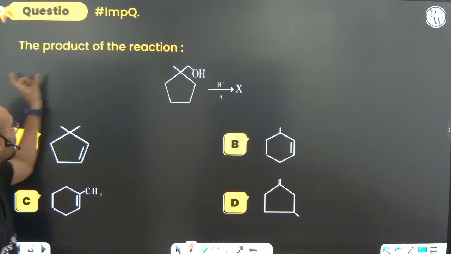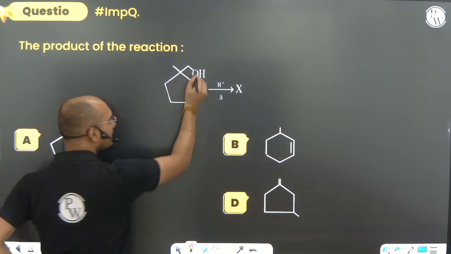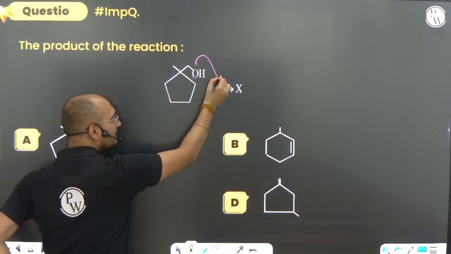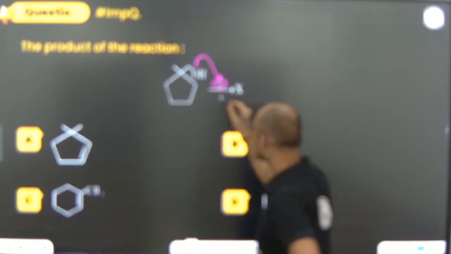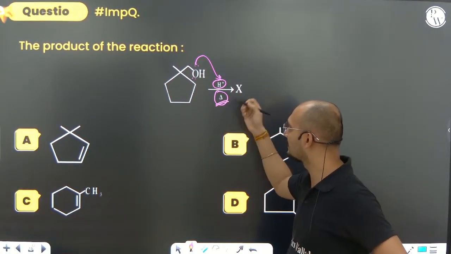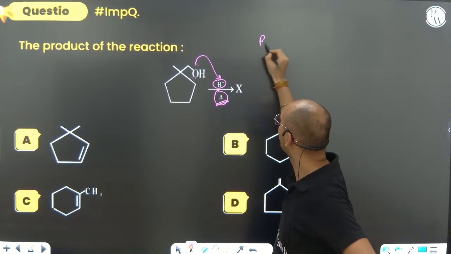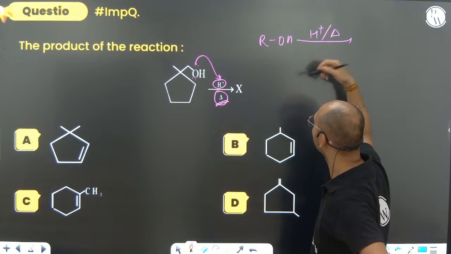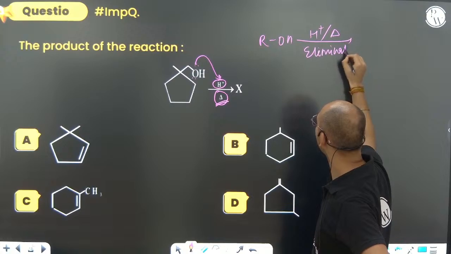Next, the product of the reaction. For this reaction, what we have to see: can you see there is oxygen, and H plus is there. Oxygen is a nucleophile having a lone pair, so it will attract this. And because there is heat also, whenever alcohol is there in the presence of acid and heat, it gives elimination. What will happen? An elimination reaction.